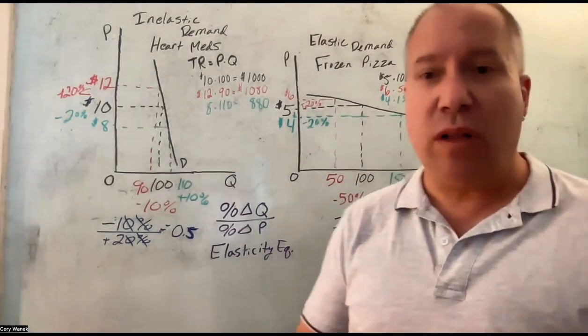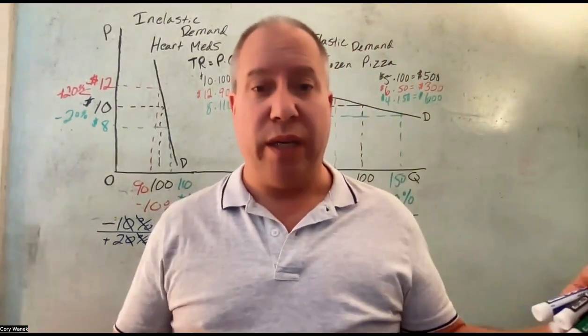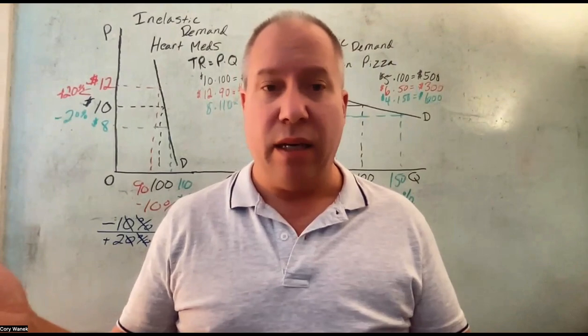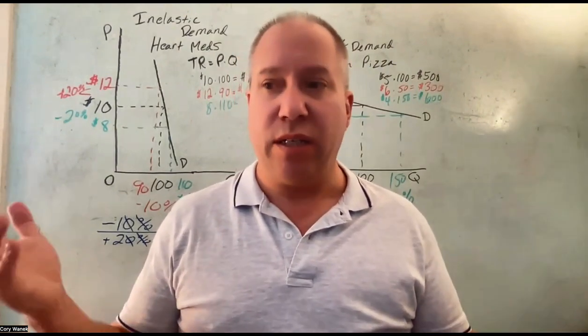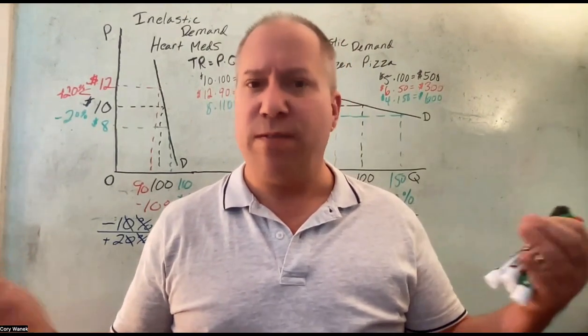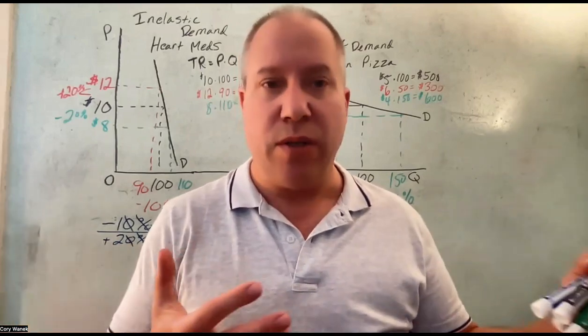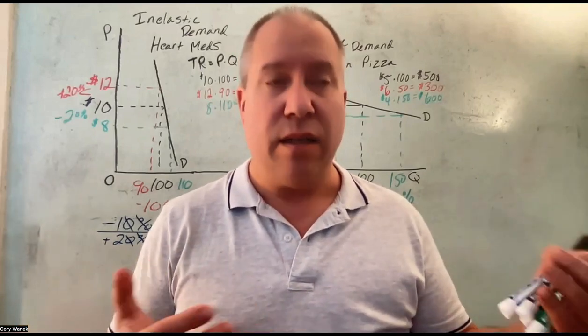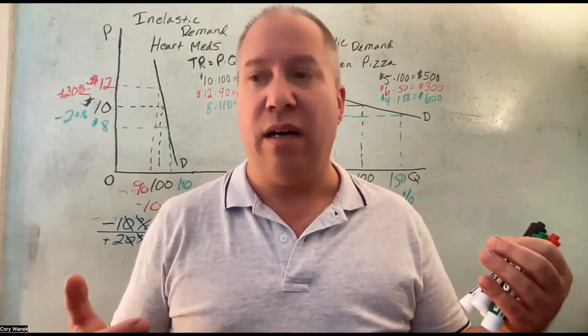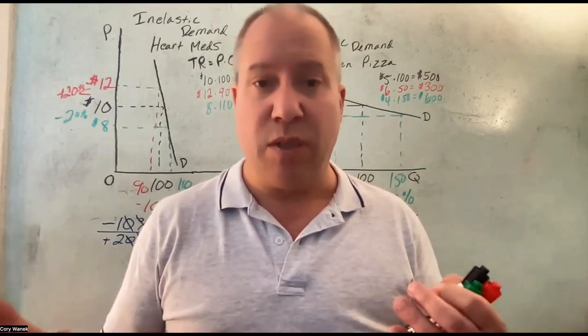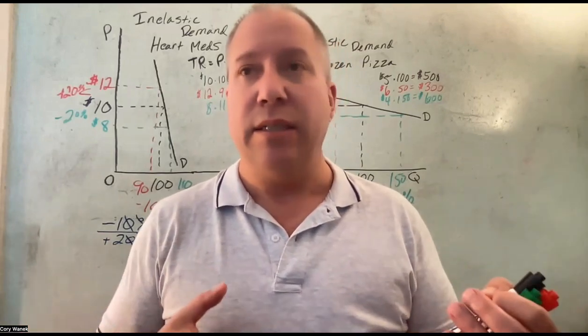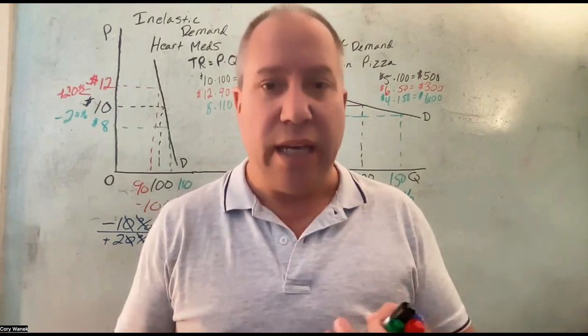So hopefully that made it more clear as to the difference between elastic and inelastic demand, and what kind of products are for each. Think about it. Most food items, things with lots of substitutes, would be elastic. Inelastic would be things that are necessities or hard to get a substitute for, such as medicines or gasoline, things of that sort.